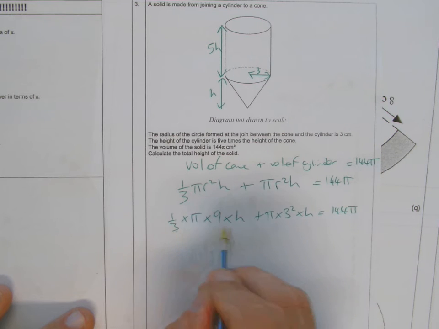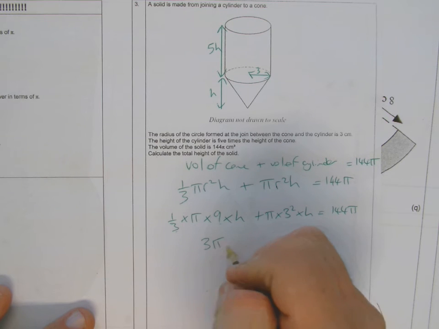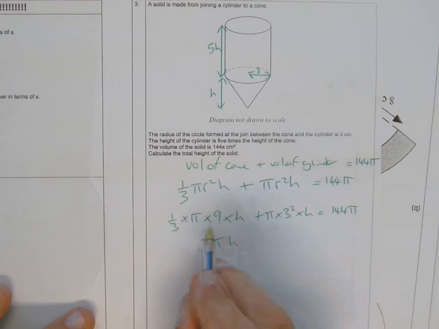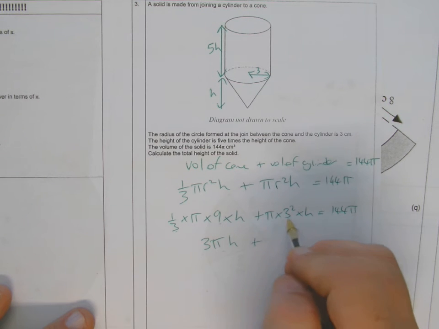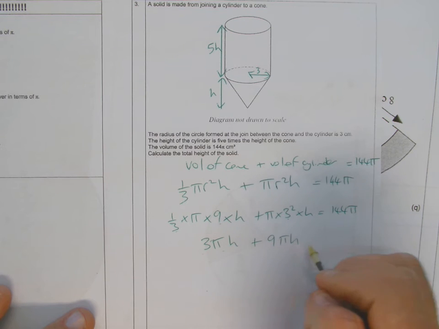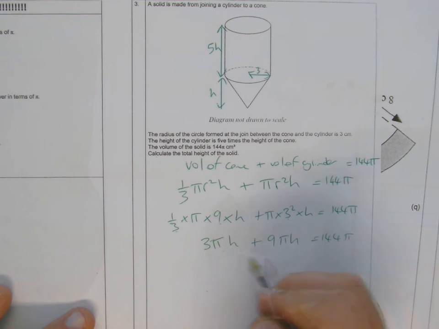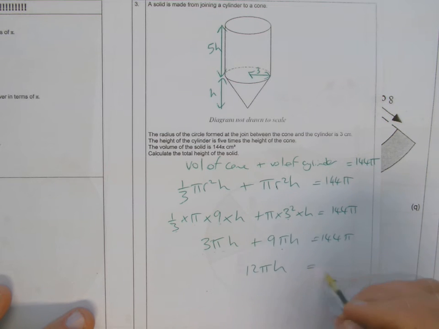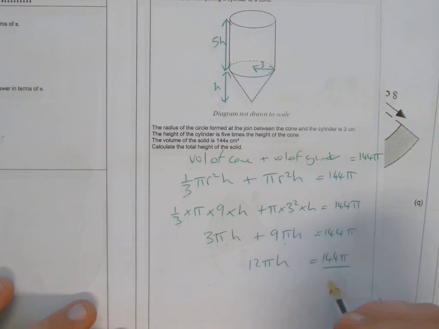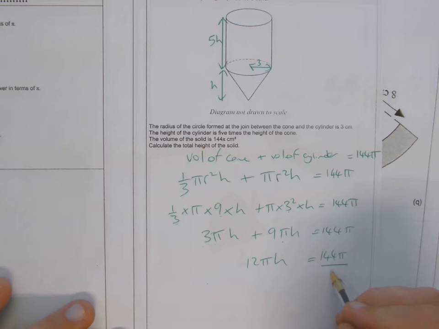Now, what you can do here is simplify this, and of course 1/3 times pi times 9, well, you can do 1/3 times 9, which is 3 pi h. So the numbers come first, a third times 9 is 3, and then pi h. And then 3 squared is 9, so it'll be 9 pi h equals 144 pi. 3 pi plus 9 pi is 12 pi h equals 144 pi, and you might notice there's pi's on both sides. So because there's pi's on both sides, we can divide through the whole thing by pi.